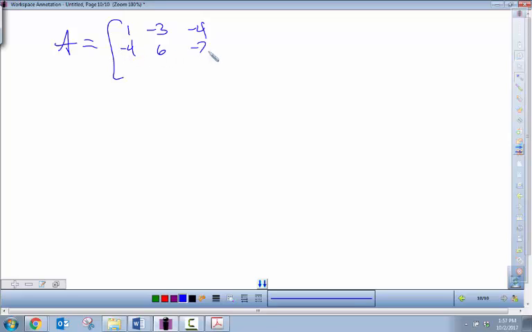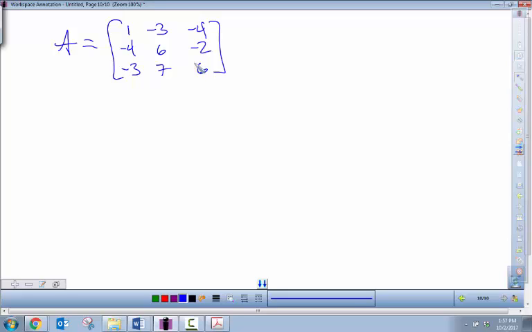Okay, so this is good. Can you read that to me? Sure. Example 4. A equals 1, -3, -4, -4, 6, 2, -3, 7, 6. Okay. We don't need the B.